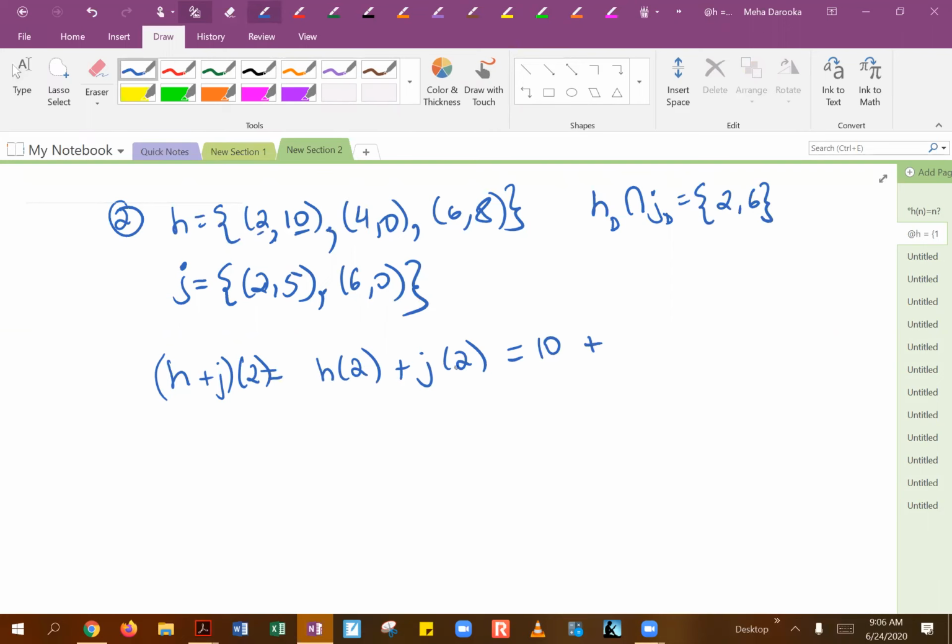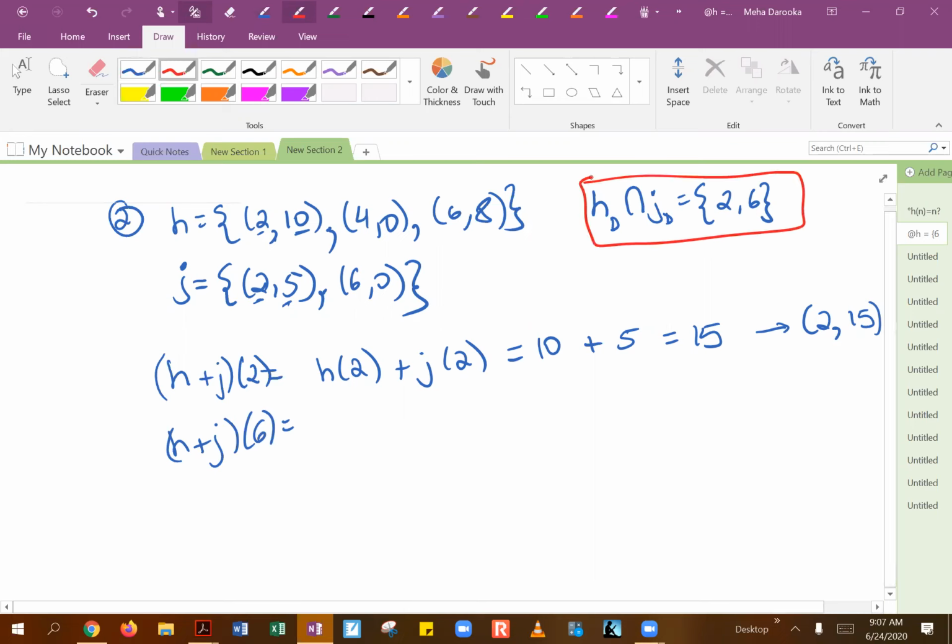And then for the j of 2, same thing, we would go to the j function and find the ordered pair where the x value is 2, which means your y value would be 5, and you end up getting 15. So this ordered pair would then end up being, we started with the x value of 2. Once we did all the math, our final answer came out to be 15. So that's actually part of your h plus j function. So we did it at number 2. Now we need to repeat the process at 6, because again, from the intersection, we know that is going to be our only other common number between these two functions. So what will h of 6 and j of 6 give us?